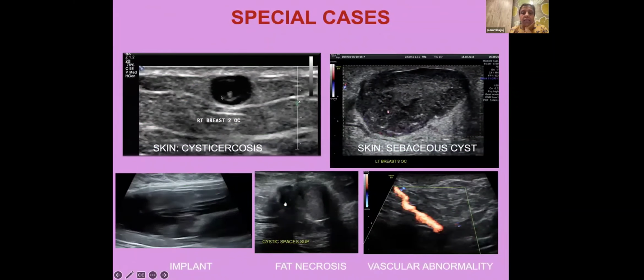Skin lesions are also included in special cases. These are some examples. The classic cysticercosis in the breast skin with the scolex there, a large epidermal inclusion cyst or sebaceous cyst in this lady who had a lot of pus coming out, a lot of inflammation. So this was an inflamed sebaceous cyst. Implants are also included in special cases. This is the classic stepladder pattern of an intracapsular rupture of an implant.